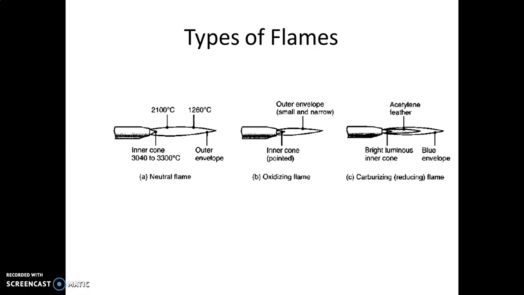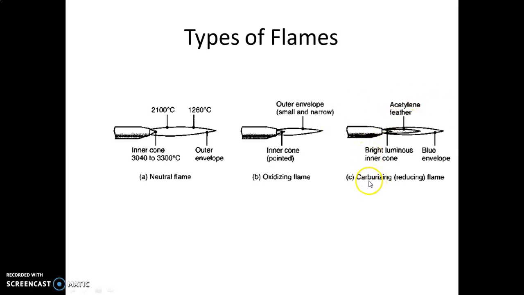So the use of oxidizing flame in the case of steels is limited because it oxidizes the metal. But oxidizing flame is especially suitable for copper and copper based alloys. It is desirable because it forms a thin protective layer of slag. Now slag, we all know, is a compound of oxides and it covers the molten metal.